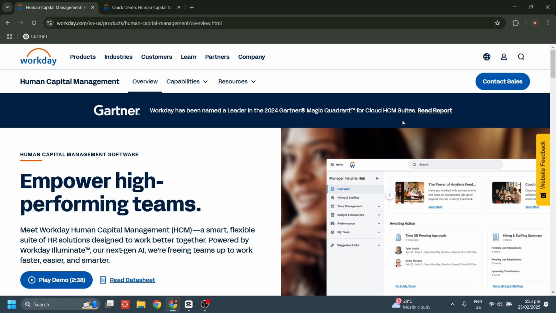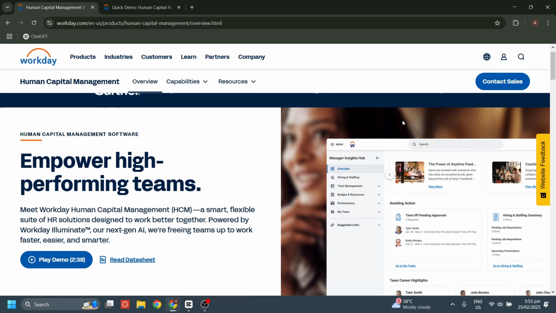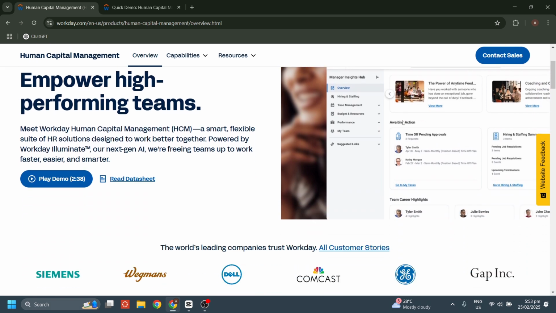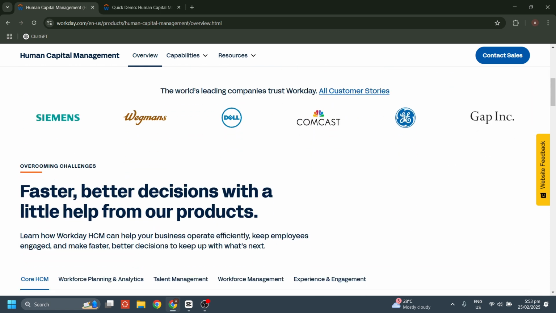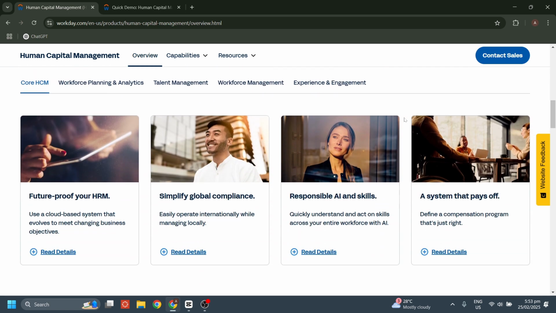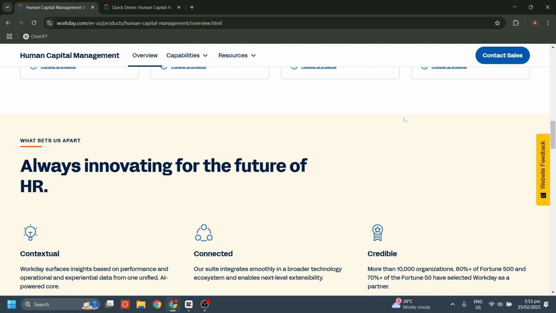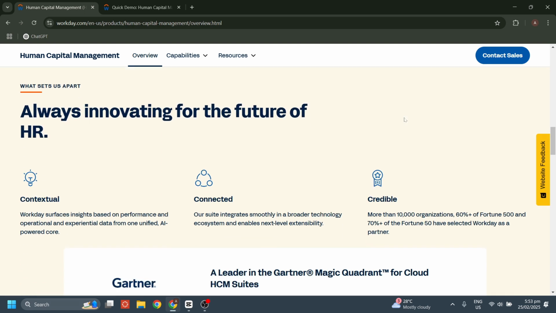So, let's get started. Now, Workday HCM is one of the most powerful human capital management systems available today, offering a complete suite of HR, payroll, and talent management solutions. It's used by companies of all sizes to streamline workforce management, improve decision making, and enhance employee experience. So, let's go over its key features in detail.